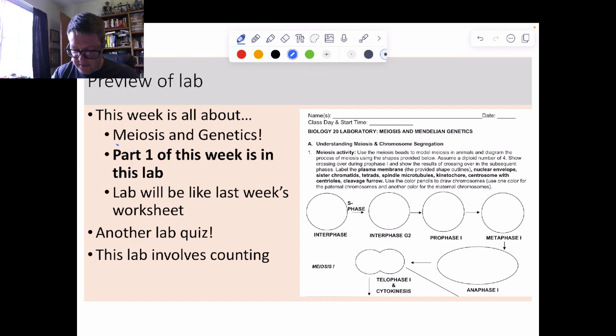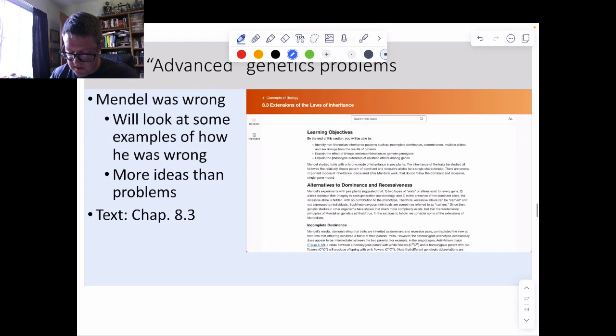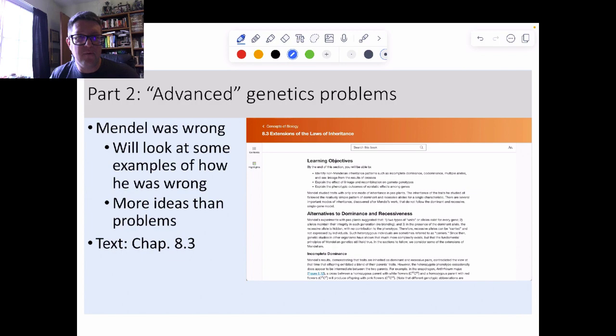Lab is going to deal with meiosis and basic genetics. So everything we're doing this week online applies to lab. We're going to draw out meiosis, and then we're going to work a whole bunch of different problems. We're going to test each other on some stuff. It'll be a hoot and holler and good time. And there's going to be lots of counting, just so you know, and probabilities. So, calculators ahoy. Next, we're going to look at all the ways that Mendel was wrong.